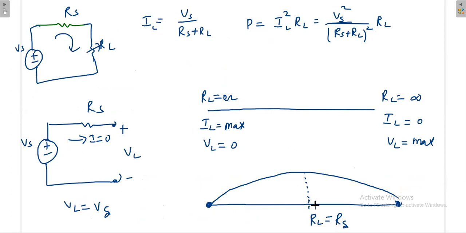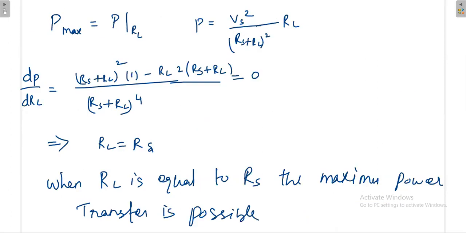Because you can take any value. Your RL could be less than RS also. Your RL could be more than RS also. No problem, but the power will be reduced. So at exactly when RL is equal to RS, you are getting maximum power.